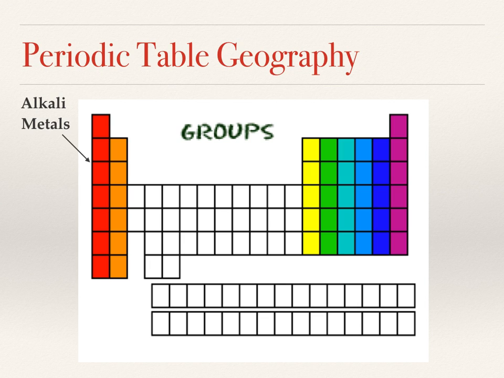The group in the red there are the alkali metals. Actually, that shouldn't include the top box there, which is hydrogen, which is not an alkali metal, but it is in that first column there. Alkali metals are very reactive with water. The next group in orange there are your alkaline earth metals. They're reactive with water, but to a lesser degree.